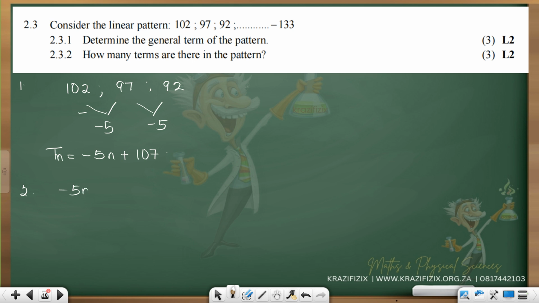Negative 5n plus 107 should be equal to negative 133. What will this be? Negative 133 minus 107. 33, 7 will be 40. That should be negative 240. Negative 5n. And what is n? Negative 240 divided by negative 5 would be what? That's 48.